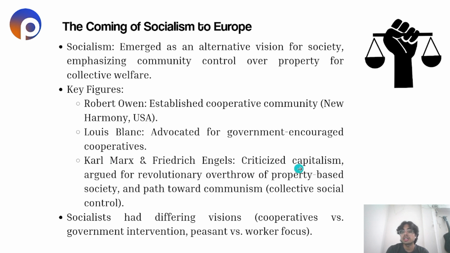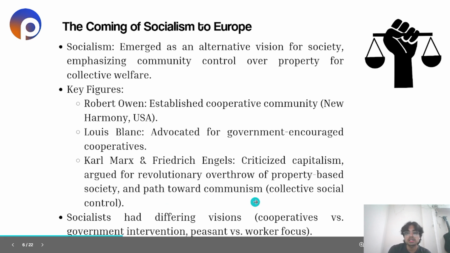Karl Marx, now he criticized the concept of capitalism, meaning private ownership. He argued for revolutionary overthrow of property-based society and a path towards communism, and he gave the theory of communism. Now, he explained the theory of communism: that collective social control should be there. Nobody should be allowed to privately own the property. According to him, collective ownership is the main thing by which we can achieve the collective welfare, and also there should be a classless society.